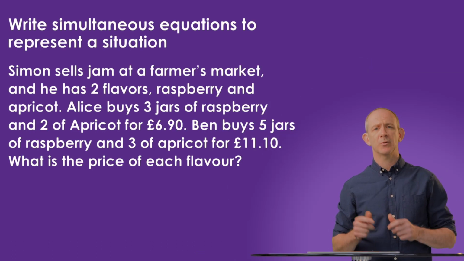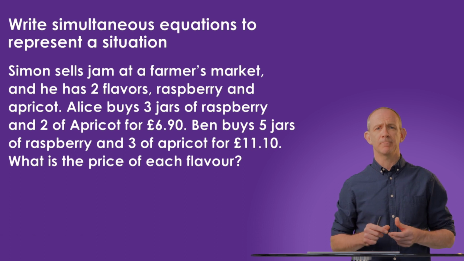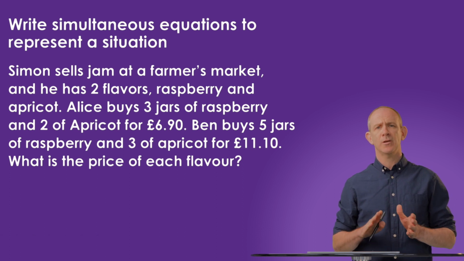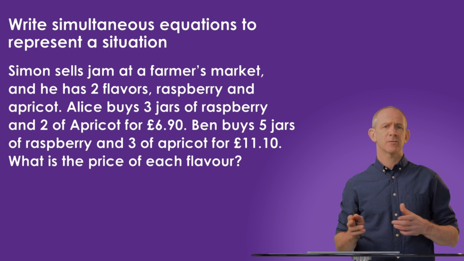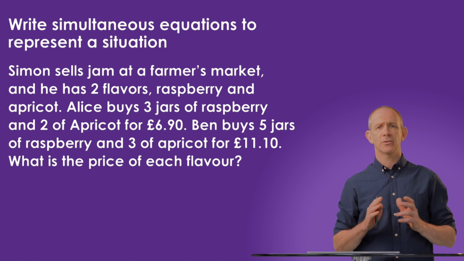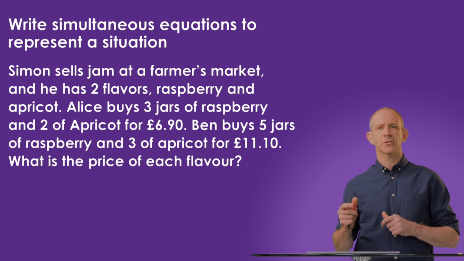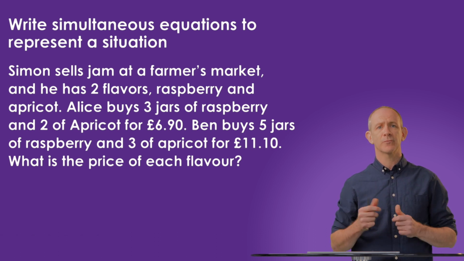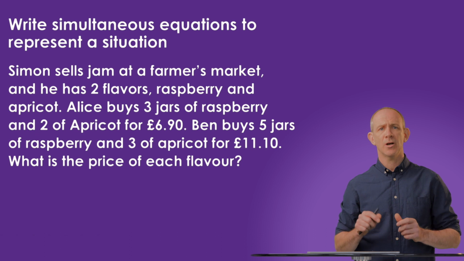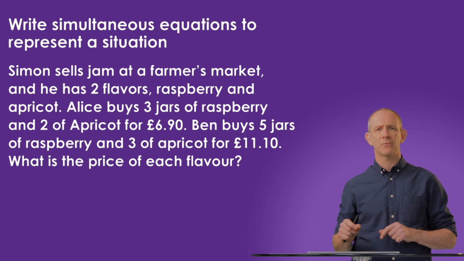Here we have a question in which Simon sells jam at a farmer's market. He's got two flavours, raspberry and apricot. Alice buys 3 jars of raspberry and 2 jars of apricot for £6.90. Ben buys 5 jars of raspberry and 3 of apricot for £11.10. The question asks, what is the price of each of the flavours?